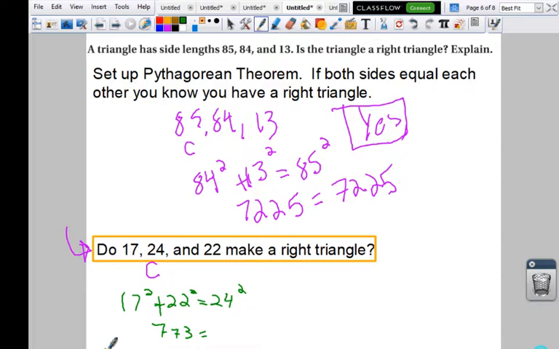Alright, Mick, what's the right side? 576? Yep. Alright, these don't equal each other, so it's not a right triangle.